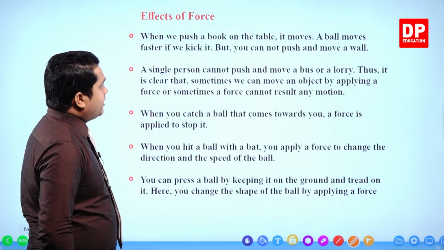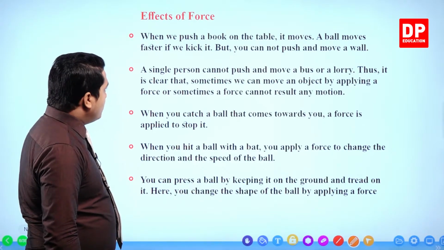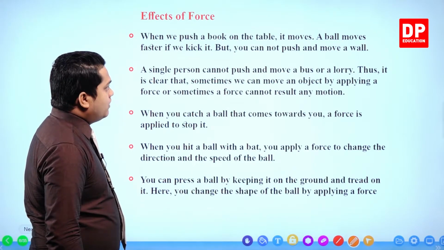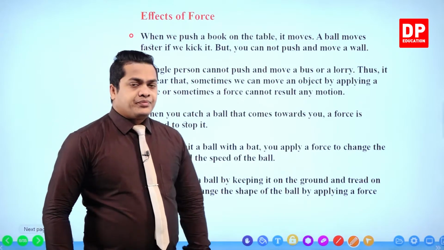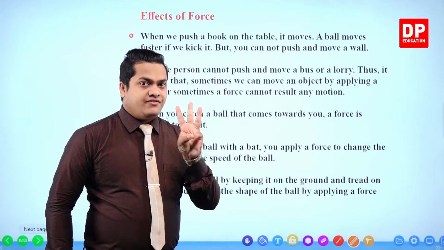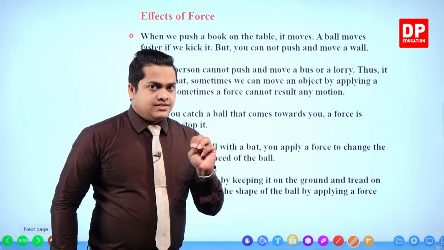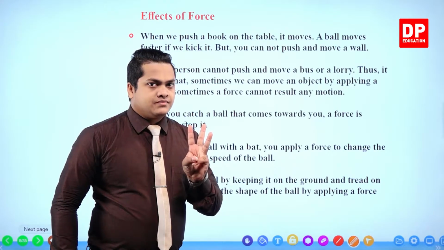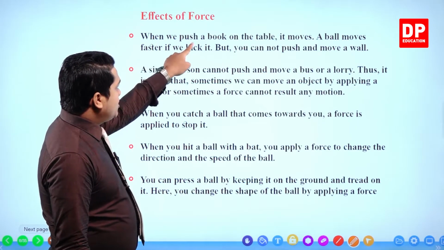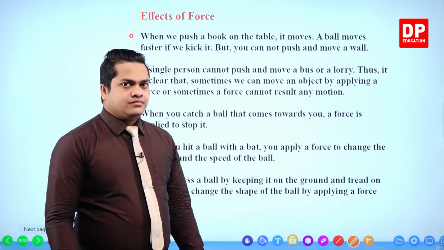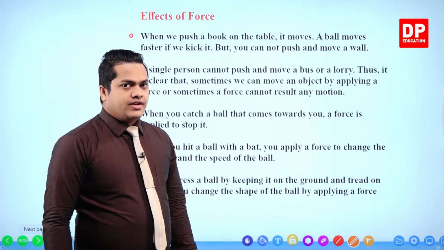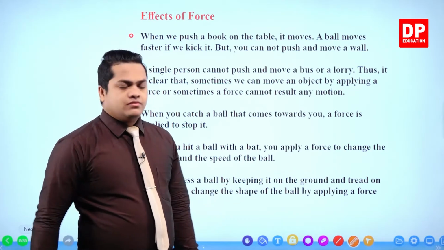Okay. So my dear children, let's see. When we push a book on the table, it moves. A ball moves faster if we kick it. But you cannot push and move a wall. Now, here they are giving three different examples, right? Three different examples. So number one, my dear children, we push a book on the table, it moves. The obvious thing about force. When you apply a push or a pull, it's going to move as you have applied the force on it, obvious.